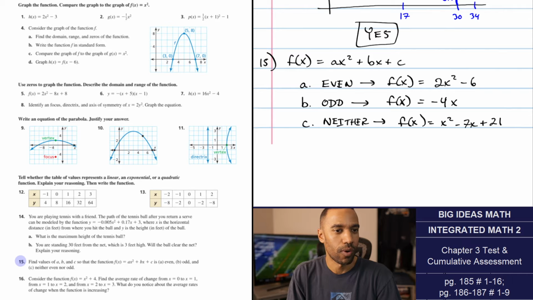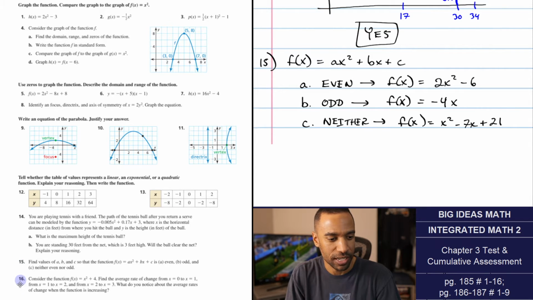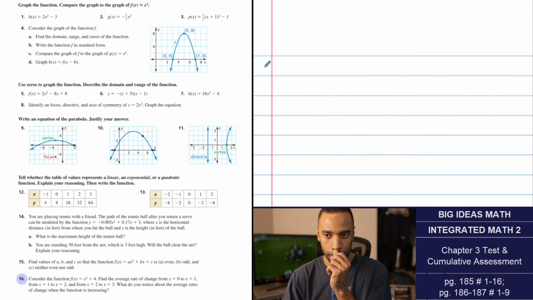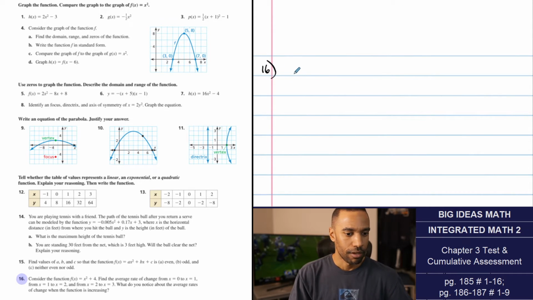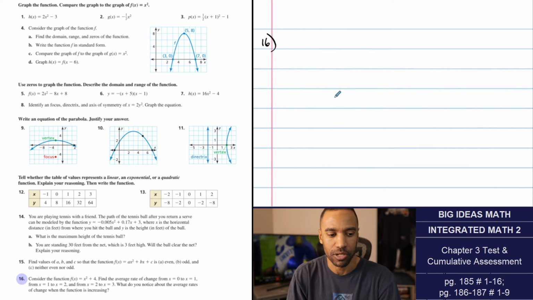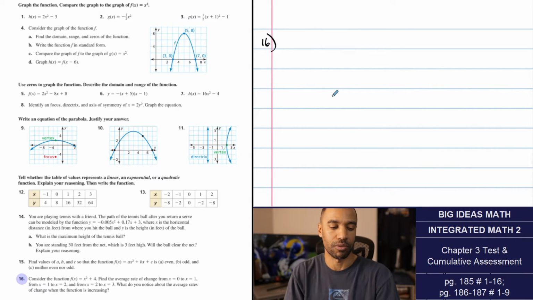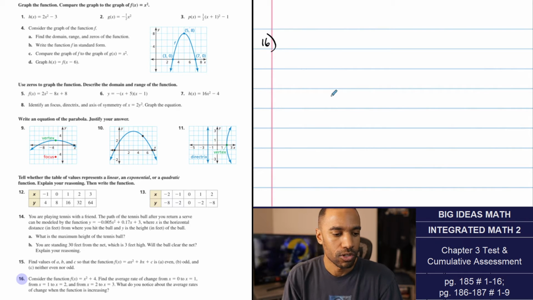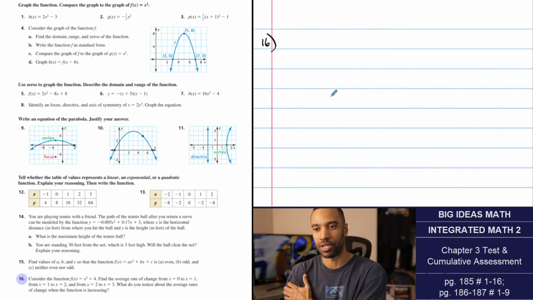All right, last one from the test portion, number 16. Consider the function f of x equals x squared plus 4. Find the average rate of change from x equals 0 to x equals 1, from x equals 1 to x equals 2, and from x equals 2 to x equals 3. What do you notice about the average rates of change when the function is increasing?